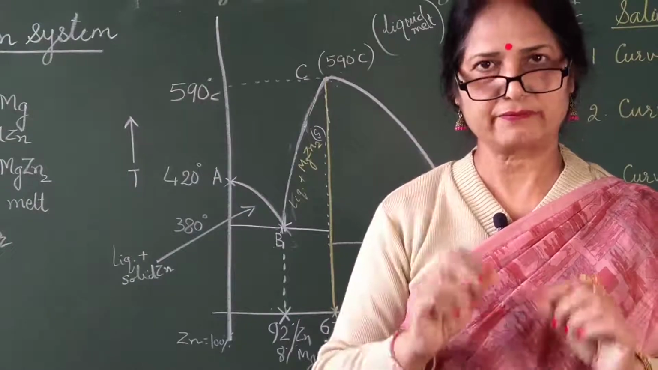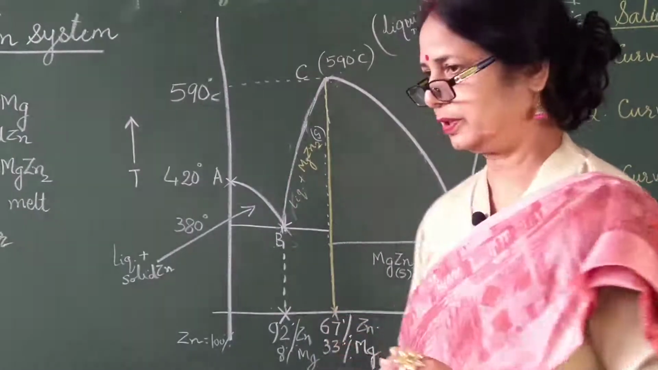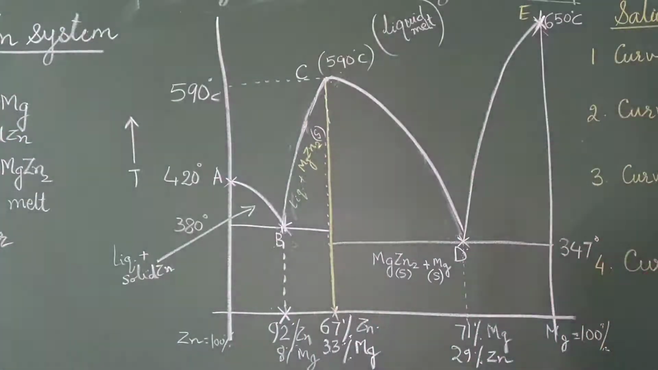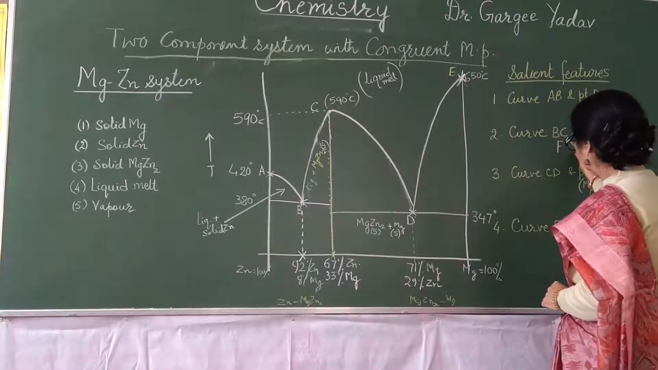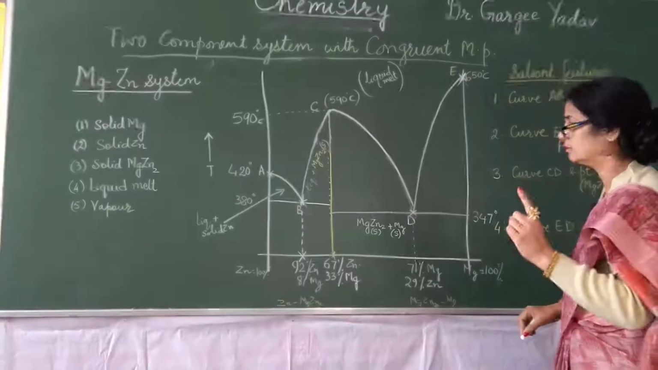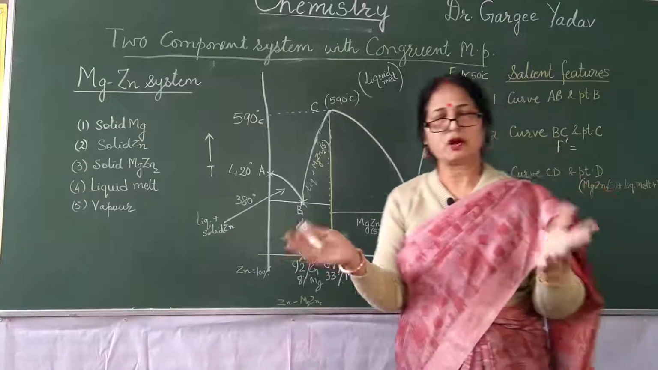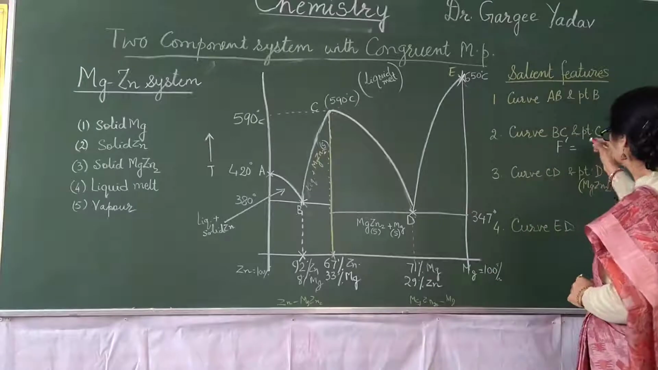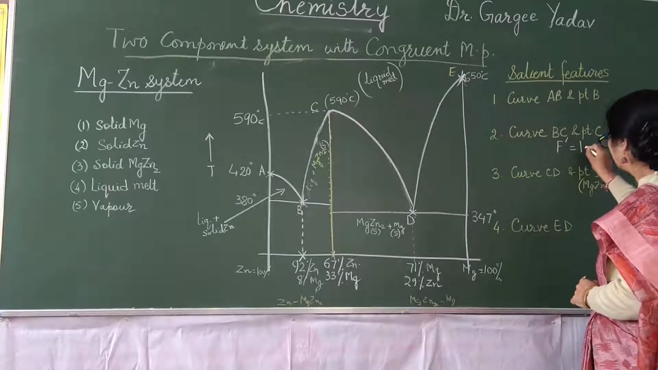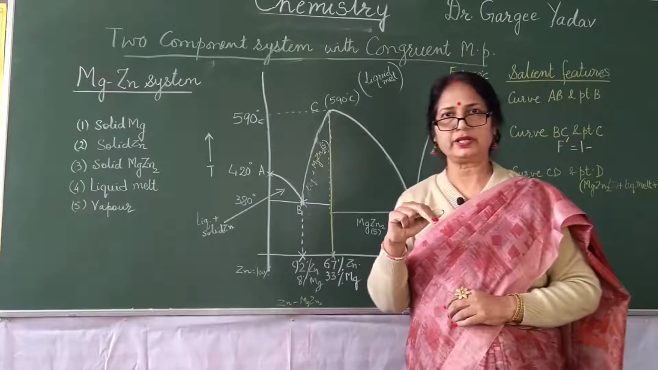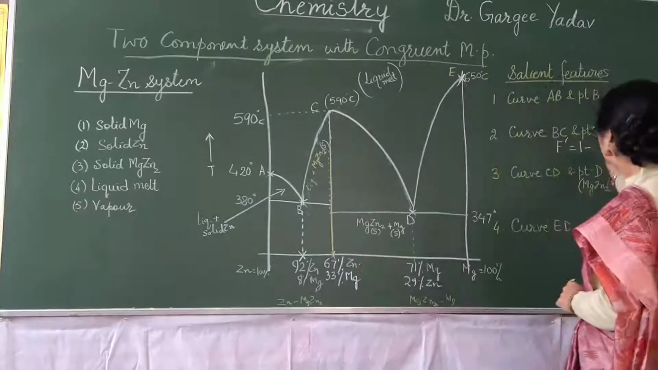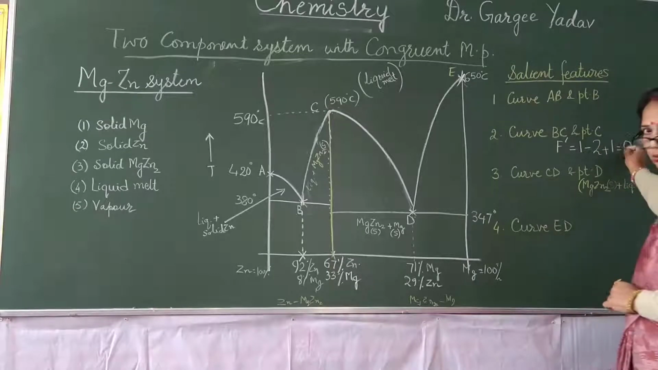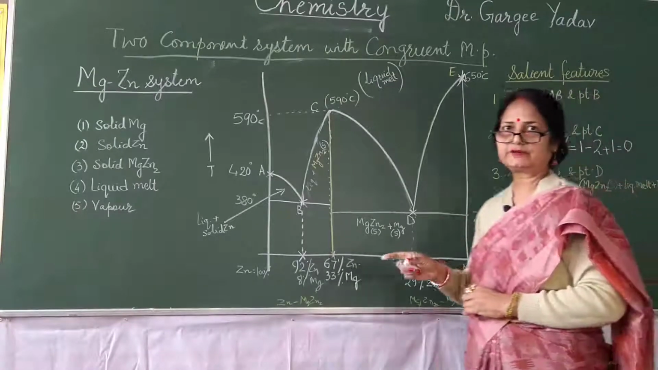And if we calculate F dash at point C, the number of components will be 1. Why? Because the composition is the same for the liquid and the solid. It is only MgZn2. So that will be 1. But the phases are two. One is the solid and another is the liquid. So it will be 1 minus 2 plus 1, and that comes out to be 0. So the degree of freedom will be 0.